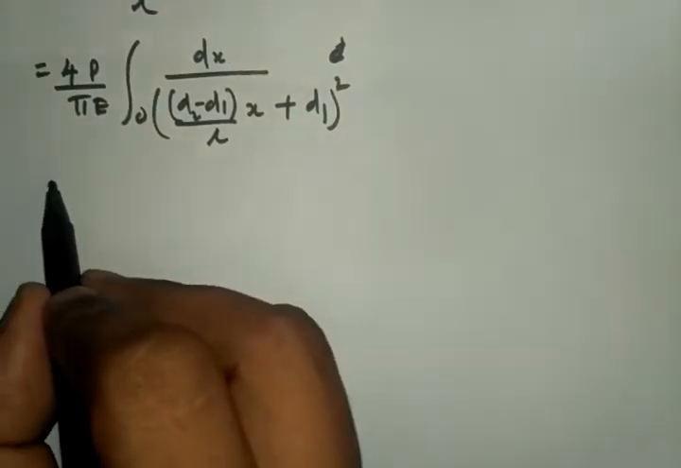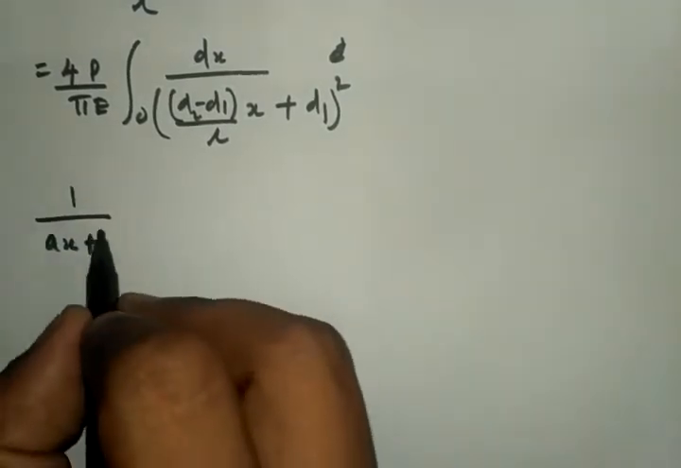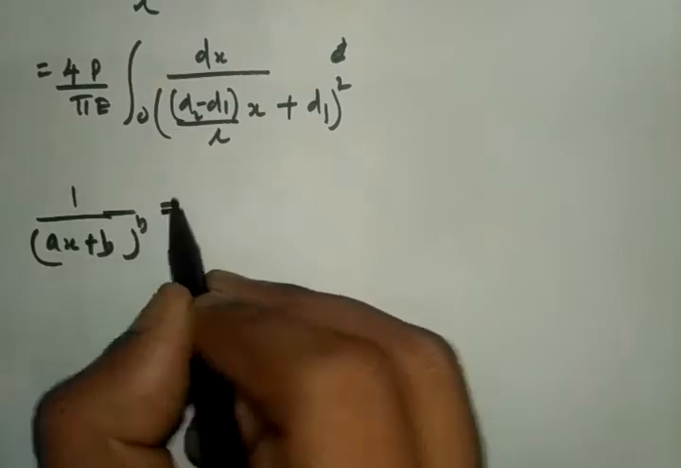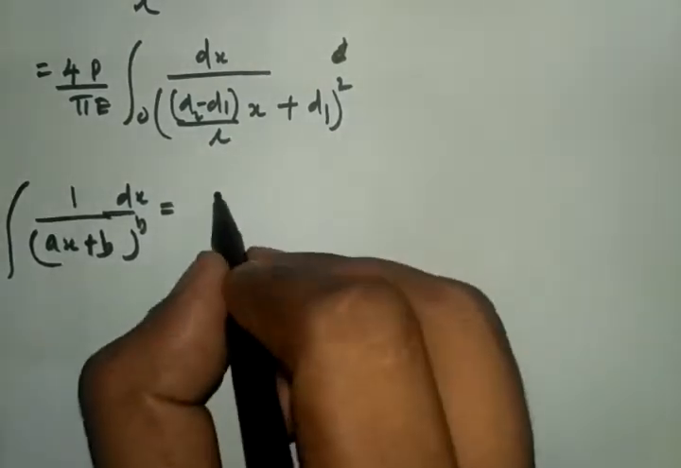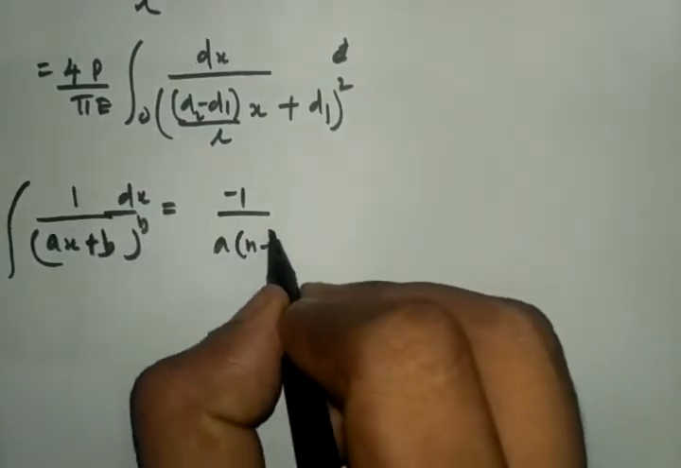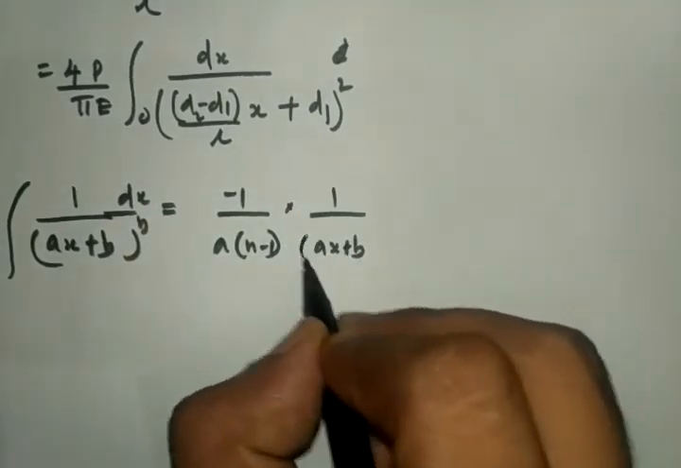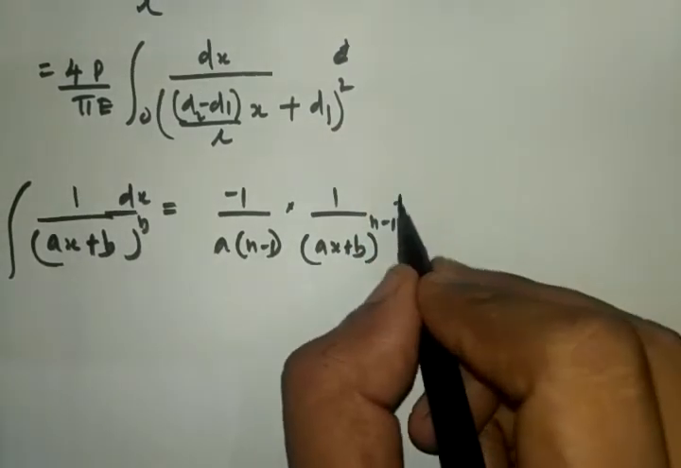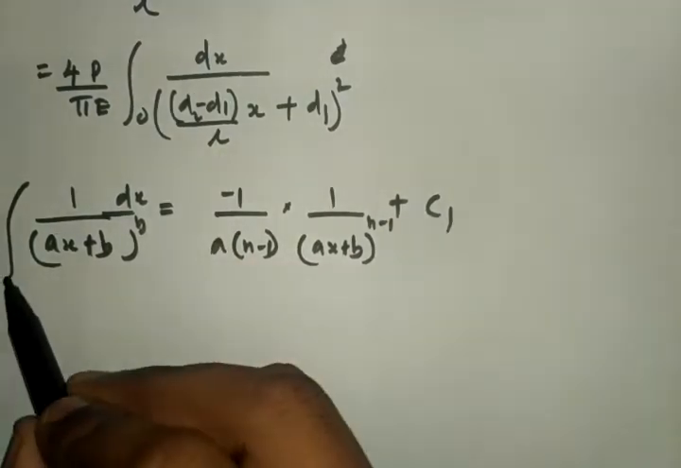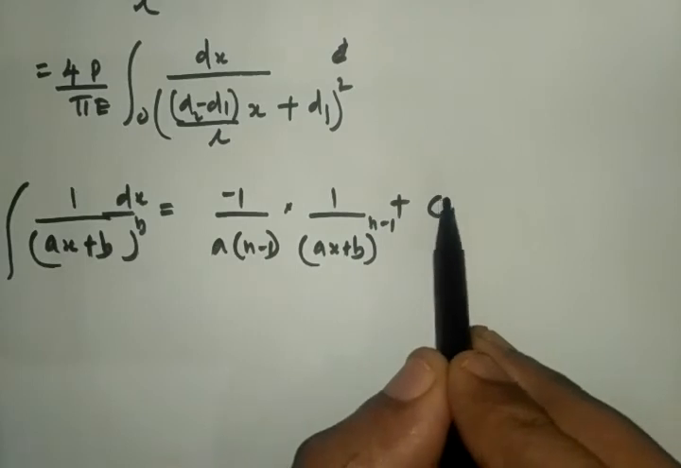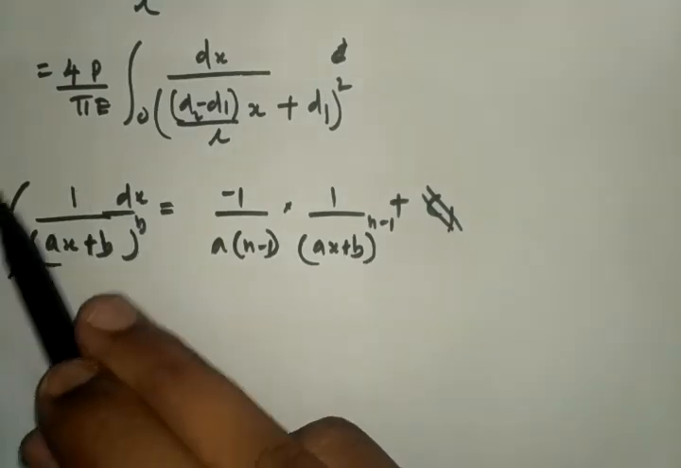We have the integration formula: the integral of 1 by (ax plus b) whole raised to n dx is equal to minus 1 by a into (n minus 1) into 1 by (ax plus b) whole raised to n minus 1 plus c1. This is the integration formula. Here you have the lower limit and upper limit, so this constant will be cancelled out.